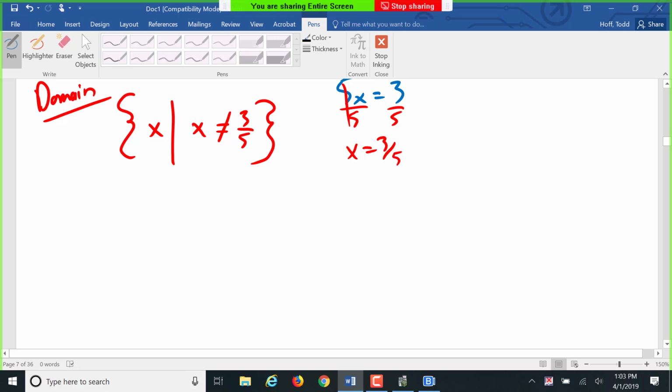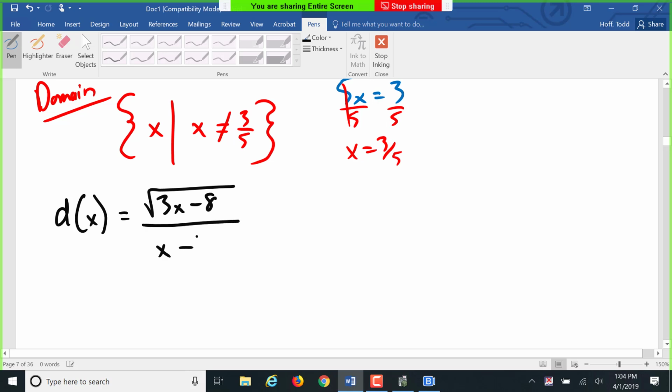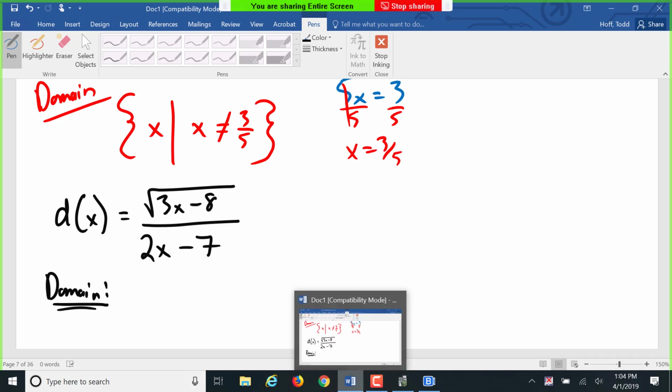Let's try one more. D of x is the square root of (3x minus 8) over (2x minus 7). Find the domain of that function for me. I'll give you a little over a minute here.